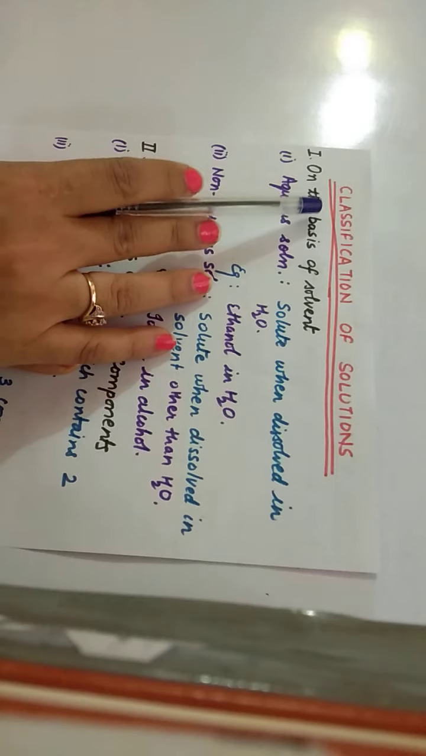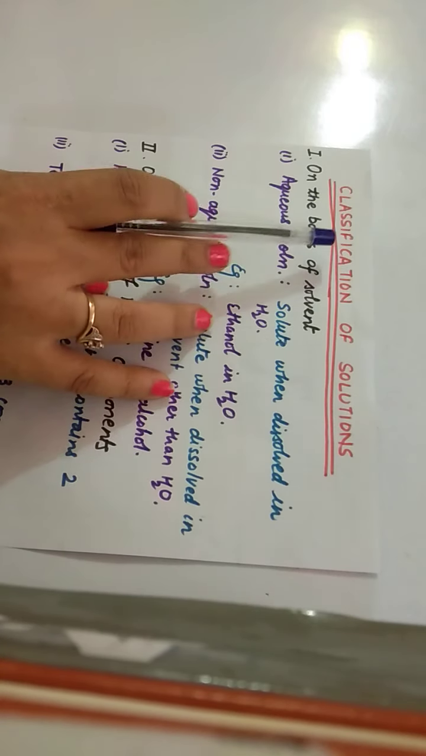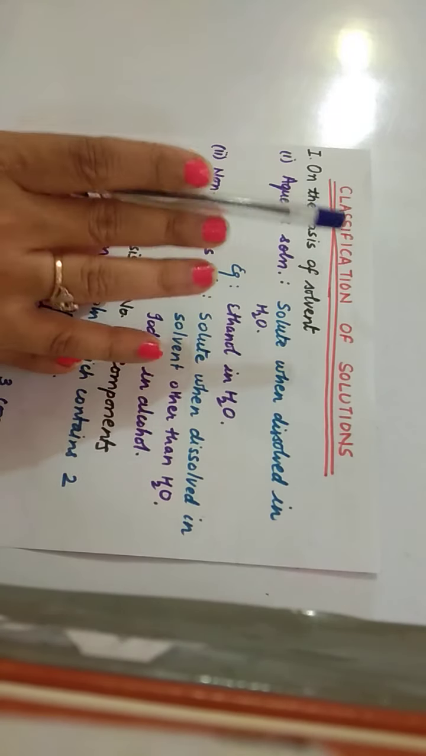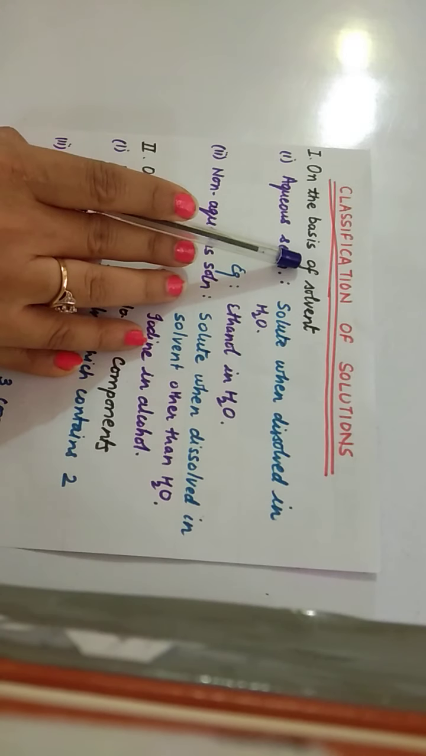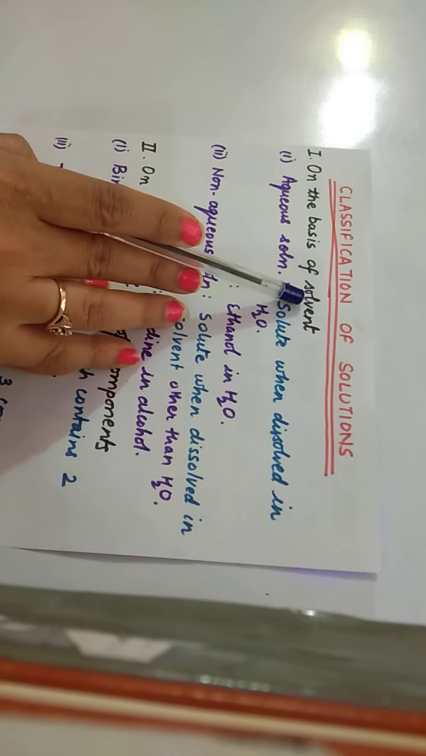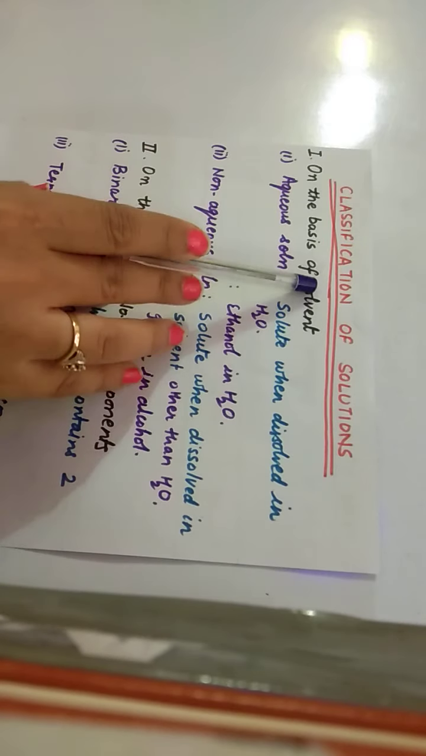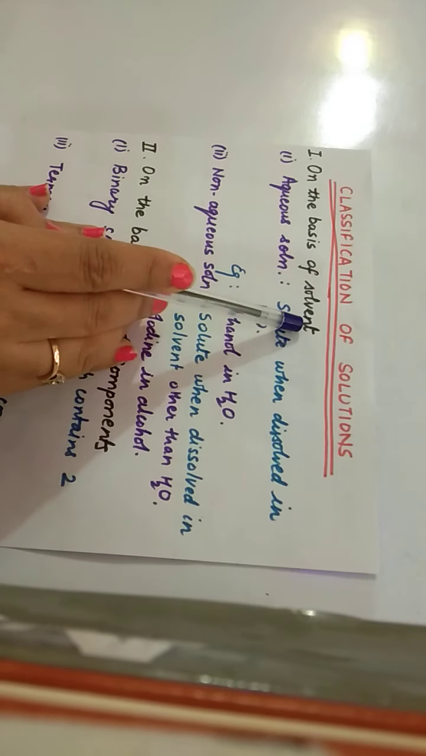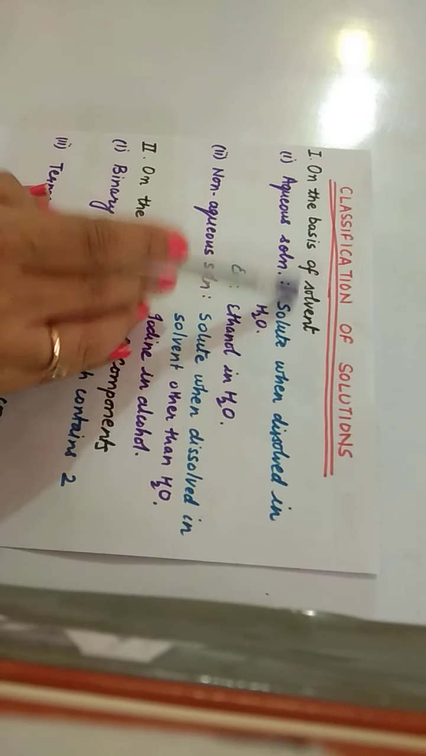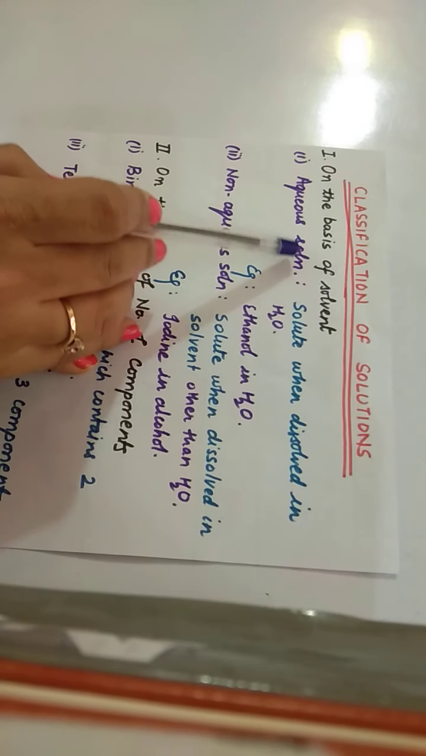So this is part 2 of the chapter solution, in which we'll be studying the classification of solutions, how we classify solutions. The first basis to classify solutions is on the basis of the solvent. Which type of solvent is present? On the basis of that, we divide the solution into two categories.